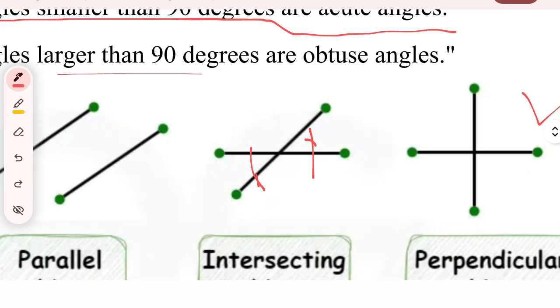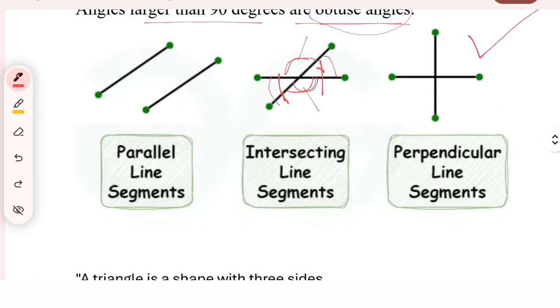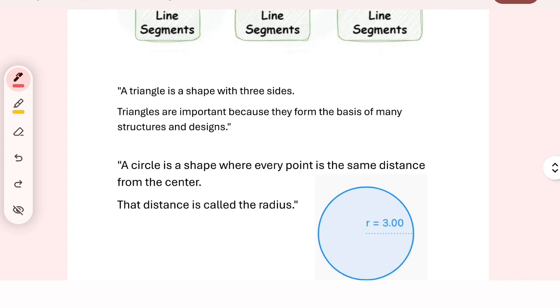Now, angles larger than 90 degrees are obtuse angles. This one is larger than 90. This one is also larger than 90 degrees. That means they are obtuse angles. So remember, less than 90, they are acute angles. These are acute angles, while this one and this are greater than 90 degrees, and they are obtuse angles. Now we know what angles are, right?